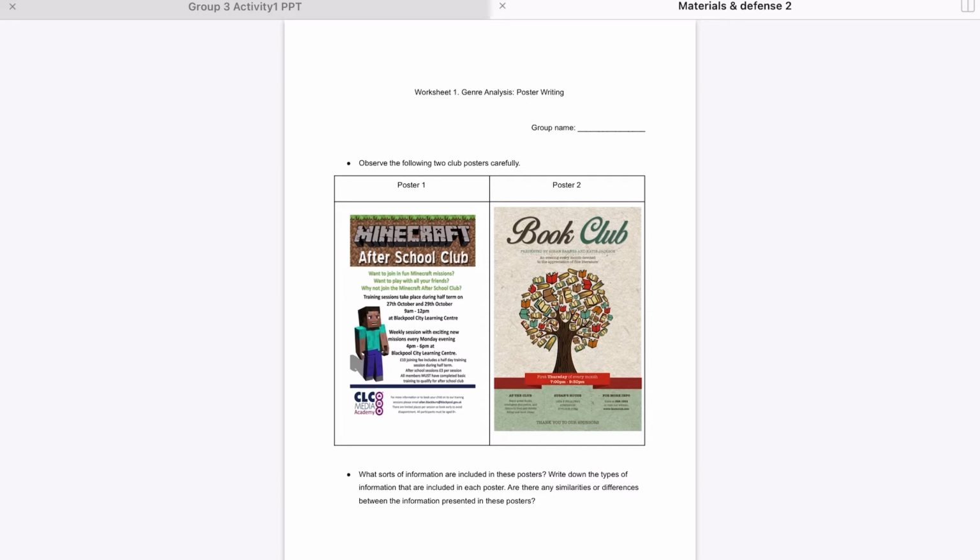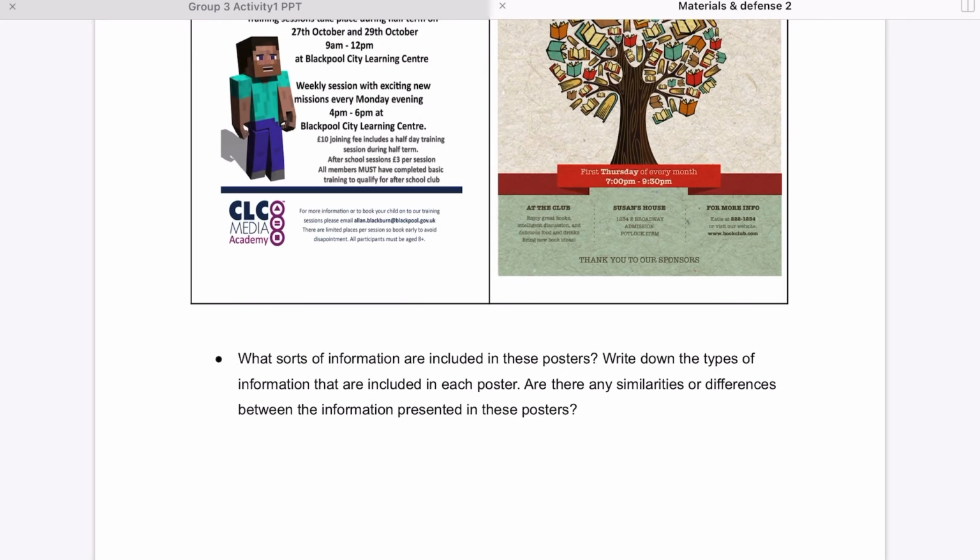So first, you have to find out what information they should have. Mina, could you read the directions below? What sorts of information are included in these posters? Write down the types of information that are included in each poster. Are there any similarities or differences between the information presented in these posters? Thank you, thank you. For example, of course, club posters have the name of it and the meeting day or the place, etc. You can write down some common features that they have, the common information that they have.